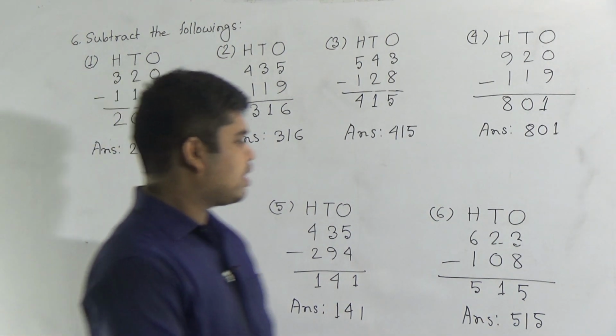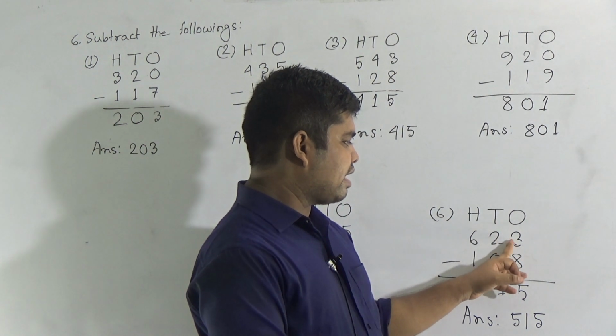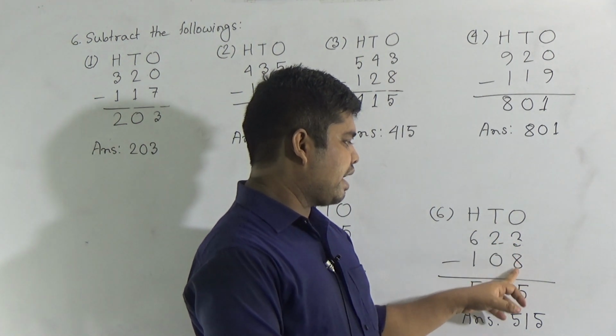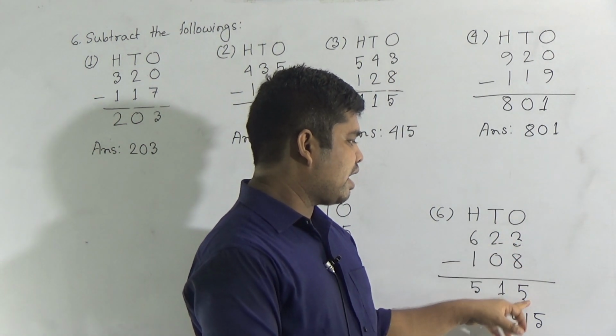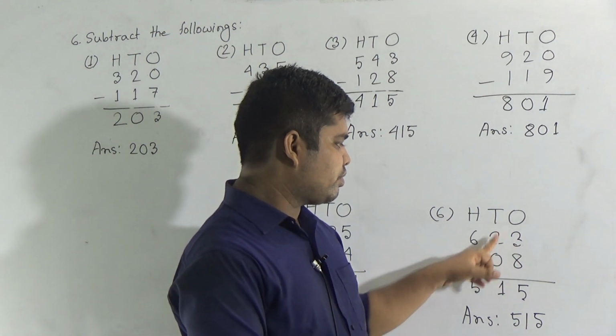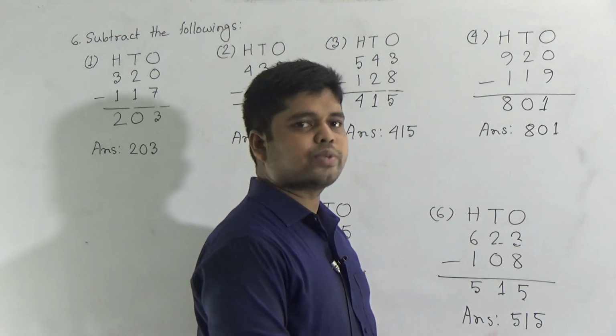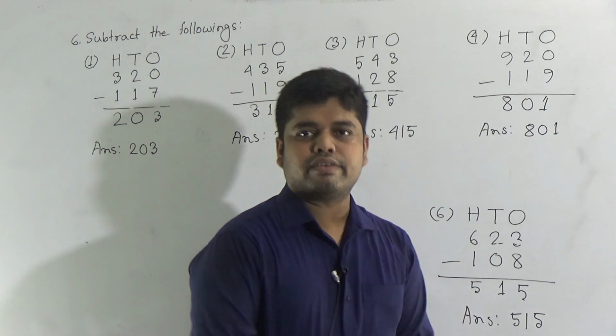And our last one, 3 is smaller than 8, 1 is added, that means 13. If we subtract 8 from 13 then we get 5. 1 is added with this 0 and it will be 1. And we subtract 1 from 2 we get 1. Now we subtract 1 from 6 we get 5. So 515 is the required answer.